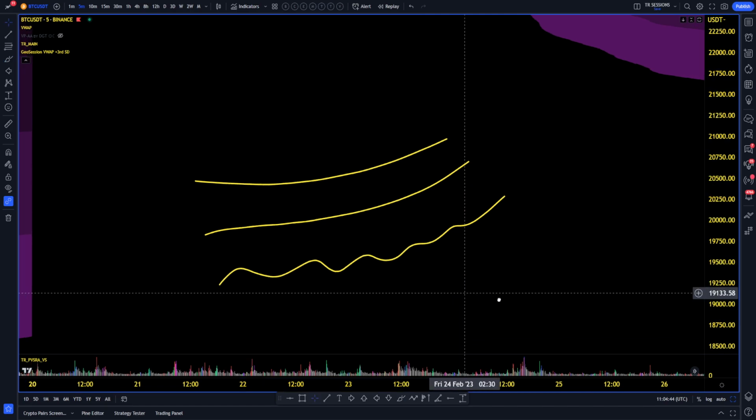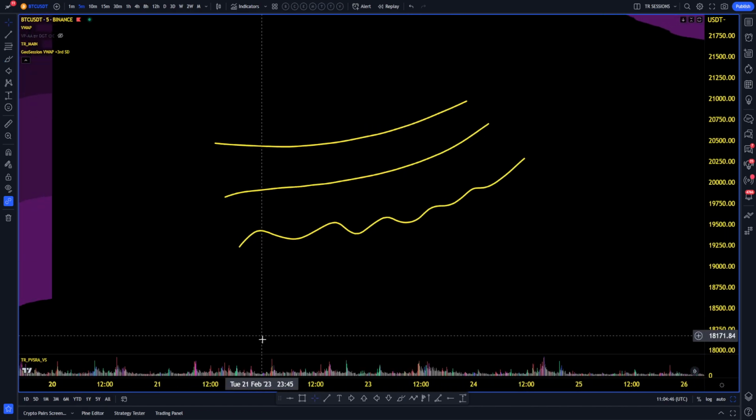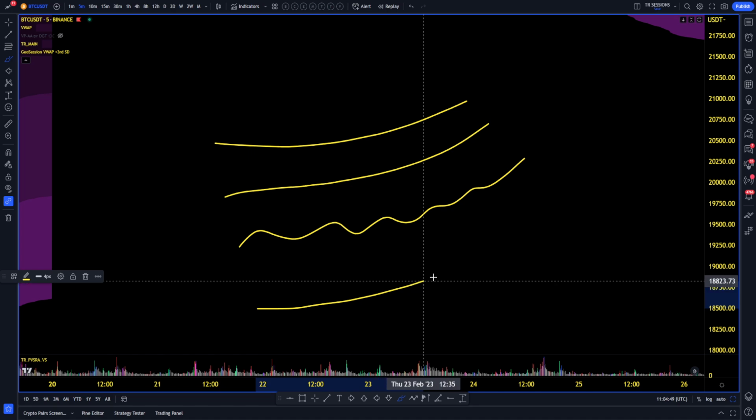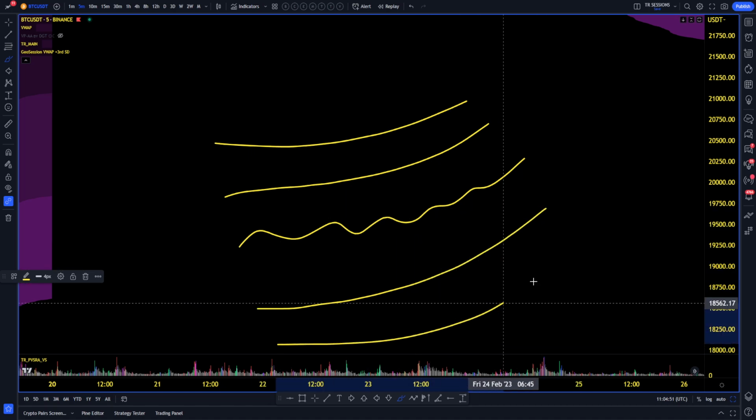Wait, don't do that, Tino. Tino, what are you doing? There we go. And then a standard deviation band up that way, and then standard deviation 2.